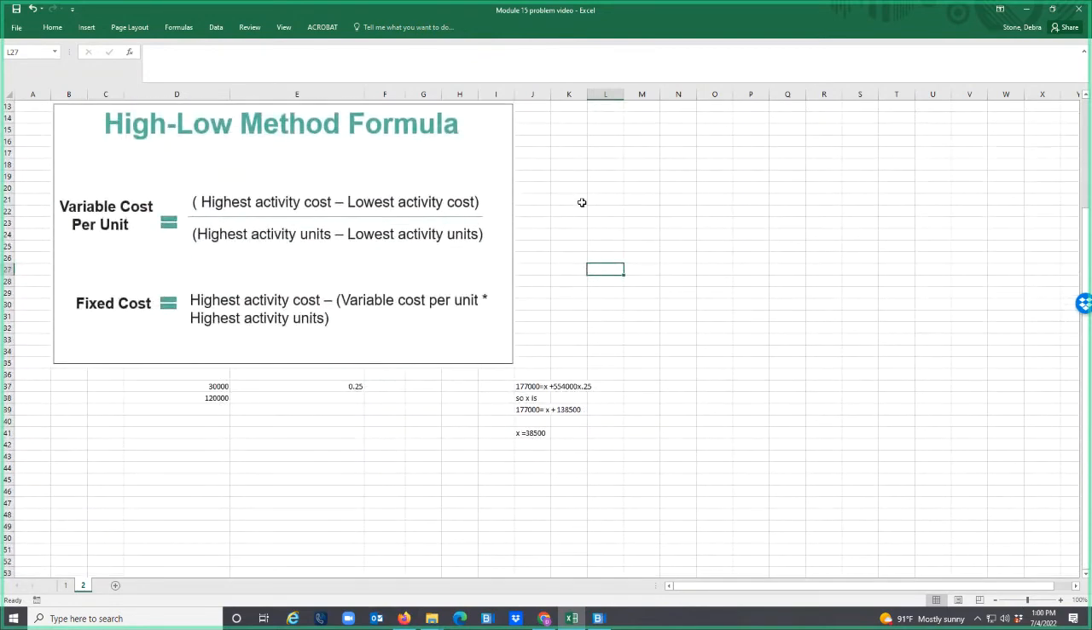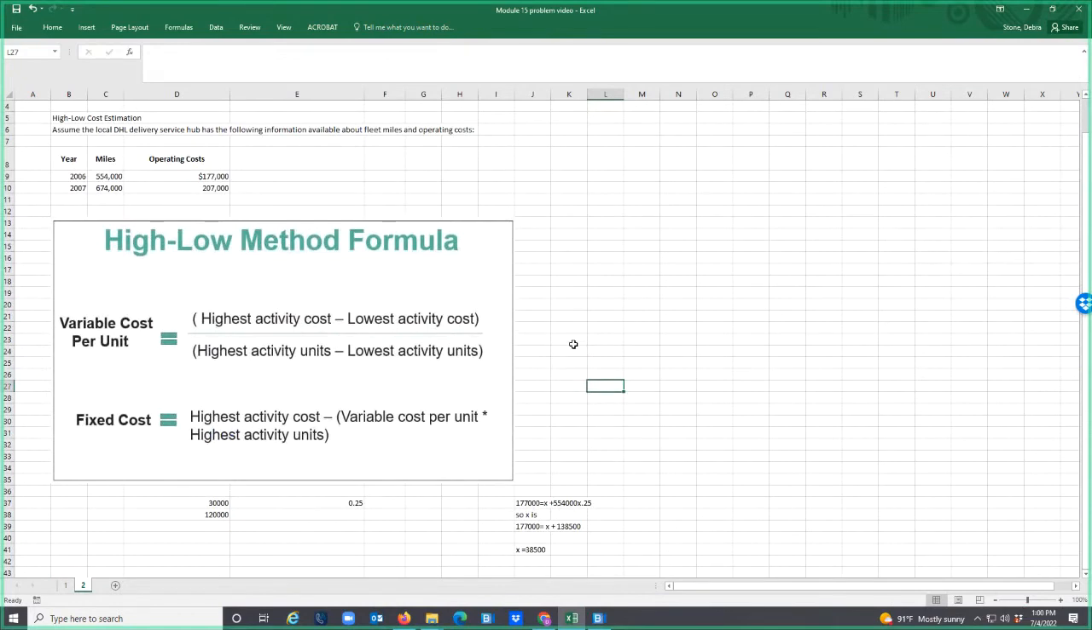Next, we want to figure out what the fixed cost is so we can do our formula. In this particular case, I just typed it here. For this 30,000, I took 207 minus 177, which is 30,000. And for this 120, I took 674 minus 554, and the ratio there is 0.25, so that is the slope.